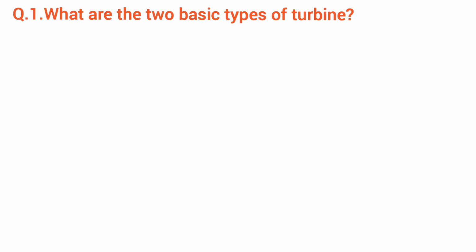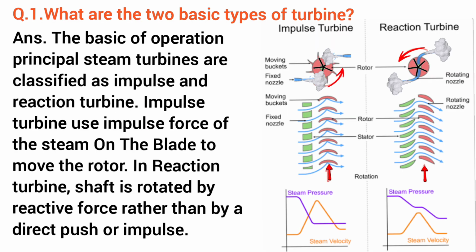What are the two basic types of turbine? Based on the operating principle, steam turbines are classified as impulse and reaction turbines. Impulse turbine uses the impulse force of the steam on the blade to move the rotor. In reaction turbine, the shaft is rotated by reactive force rather than by a direct push or impulse.